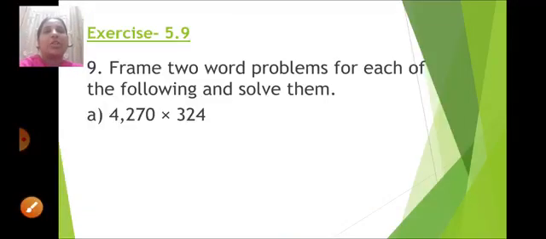Now based on that we will solve some questions from exercise 5.9. So question number 9 is, frame two word problems for each of the following and solve them. So here in this question, one multiplication is being given, for which we have to frame two word problems and we have to solve them too. So question number A is 4270 multiplied by 324.